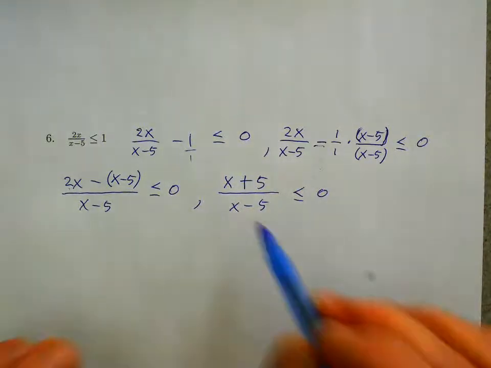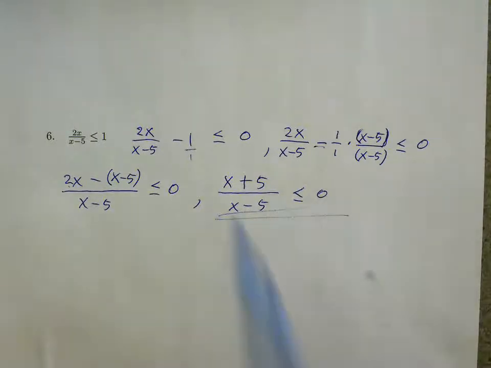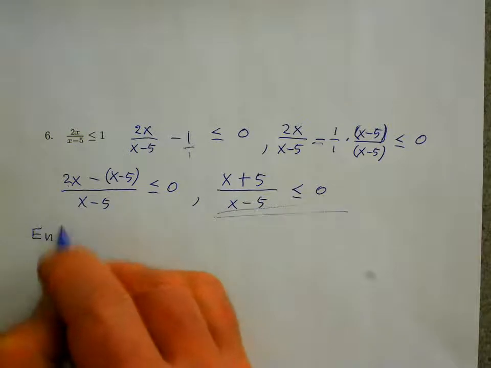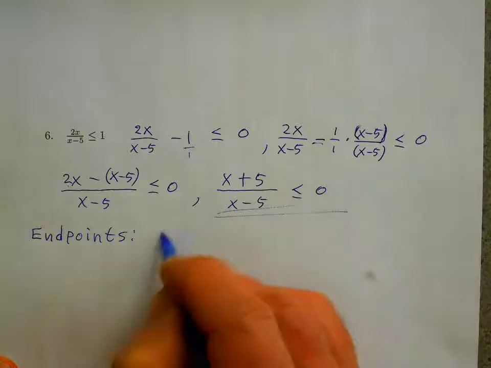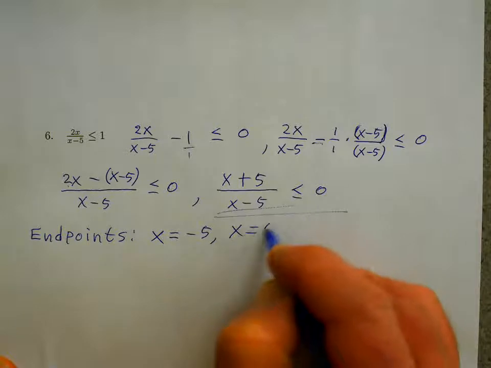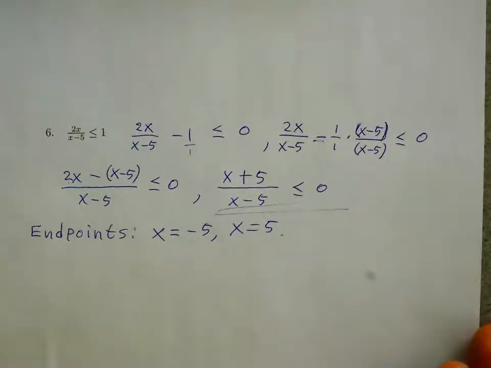Okay, so this is now in the form that we want it. One side is 0, and we can easily see what the endpoints are. The endpoints are the x values that make the numerator 0 combined with the x values that make the denominator 0. So the two endpoints are x equals negative 5 and x equals 5. So that didn't turn out too bad.